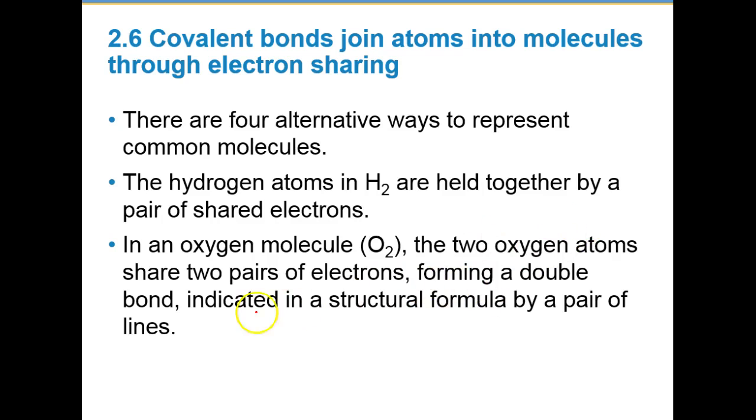There are 4 ways to represent them that we'll look at on the next slide. Hydrogen atoms are held by a single pair of shared electrons, so that's a single bond. But the 2 oxygen atoms have 2 shared pairs of electrons. That's an easy one to confuse. And that forms a double bond. Double bonds are always stronger than single bonds. Triple bonds are stronger. The more things you share, the stronger that bond is.